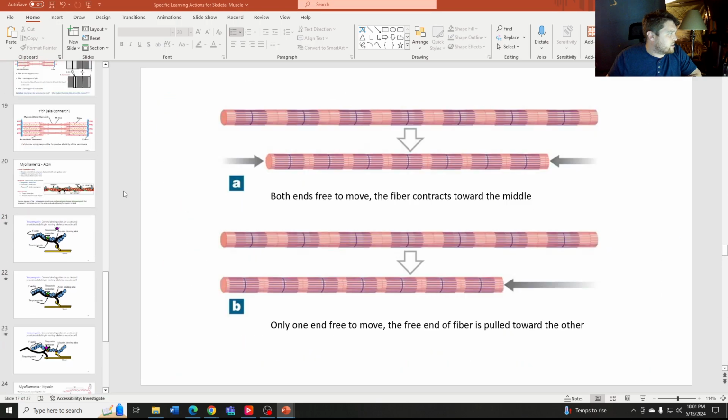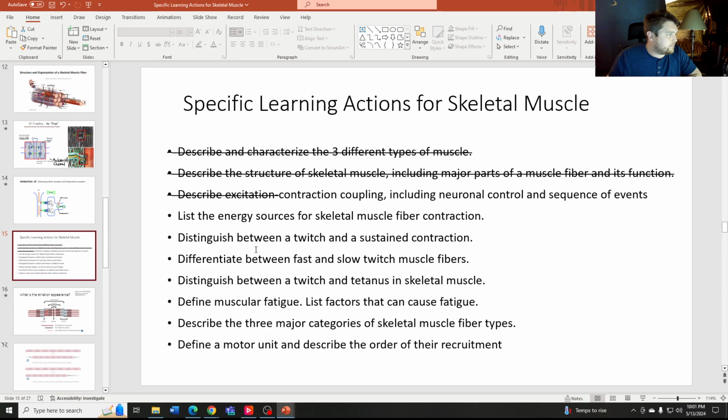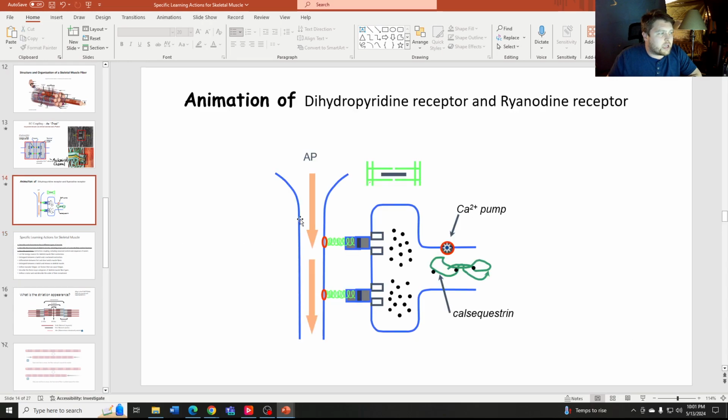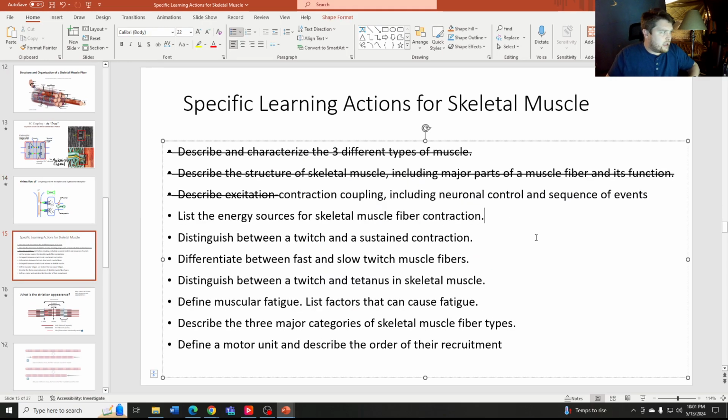That actually answers another one of the main bullet points: the energy sources for skeletal muscle fiber contraction. That is our wonderful ATP that we're going to be using. Okay?